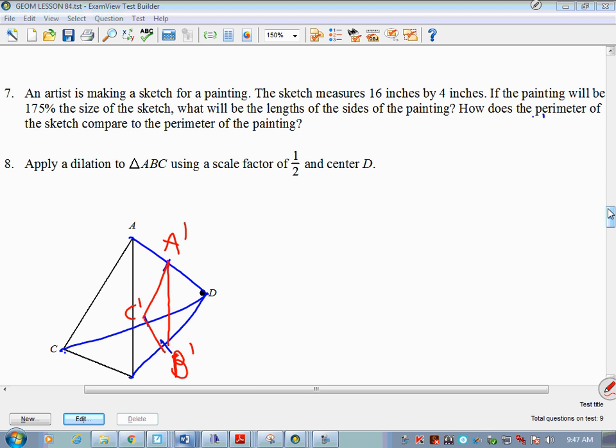9 is just like number 7 for the most part. You should get an answer of 1/3. The old perimeter to the new perimeter is going to be 1/3, which makes sense because it's a scale factor of 3. The reciprocal of that is 1/3.